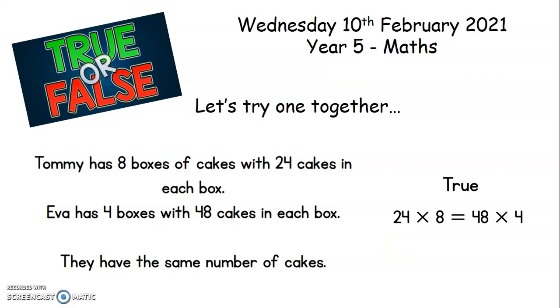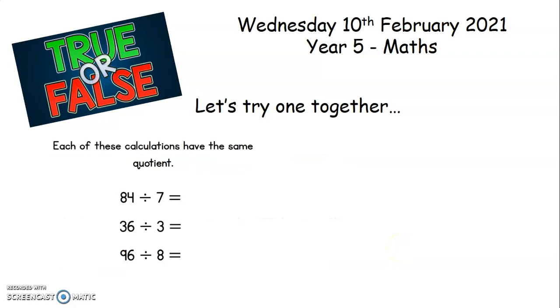Right, let's try another one together now. Each of these calculations has the same quotient. Now, hopefully you've heard that word a couple of times on the videos, but remember a quotient, if you're not sure, just means the same answer. You'll find the same number when you divide the dividend, the large number, by the divisor, you get a quotient. Okay, and so it's just a posh word for saying the answer in the division question. Now I'm going to have a look at these. 84 divided by 7, 36 divided by 3, 96 divided by 8. So will each of these calculations have the same quotient? Will they have the same answer?